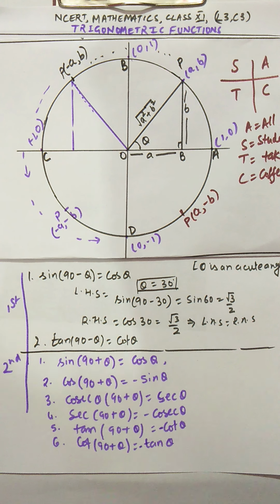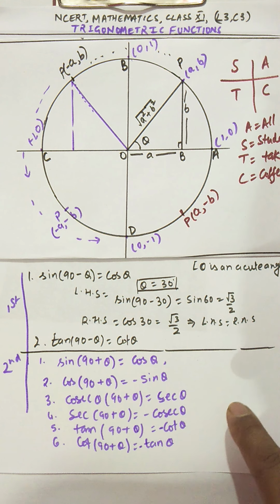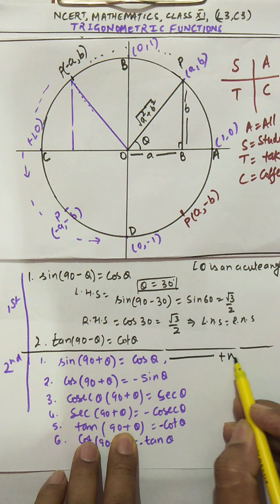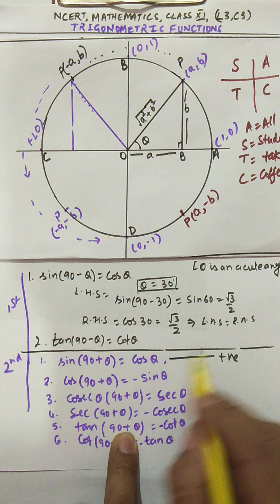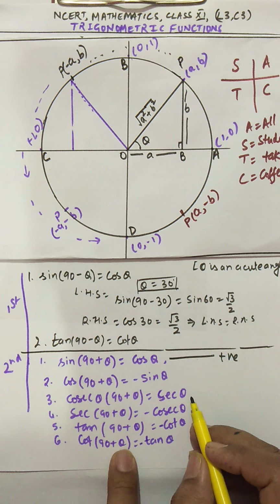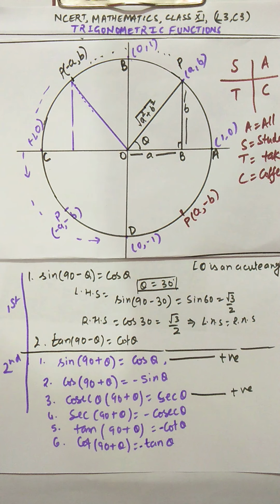Now the important thing is that here two values are coming positive and the rest are coming negative. Which are positive? The first one, you see this is positive, because cos theta, if theta is an acute angle, will always be positive. Second is your cosec, which is always positive, and the rest are negative.